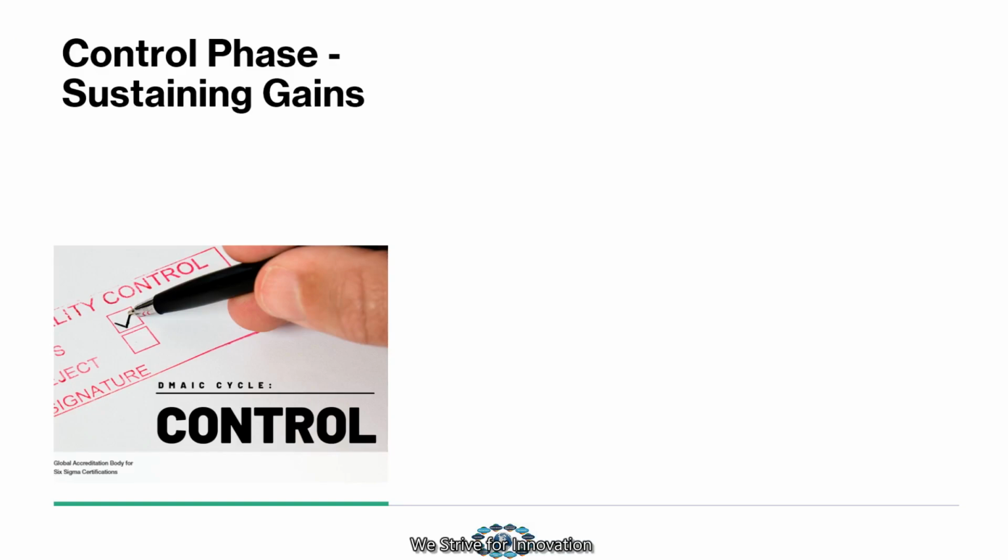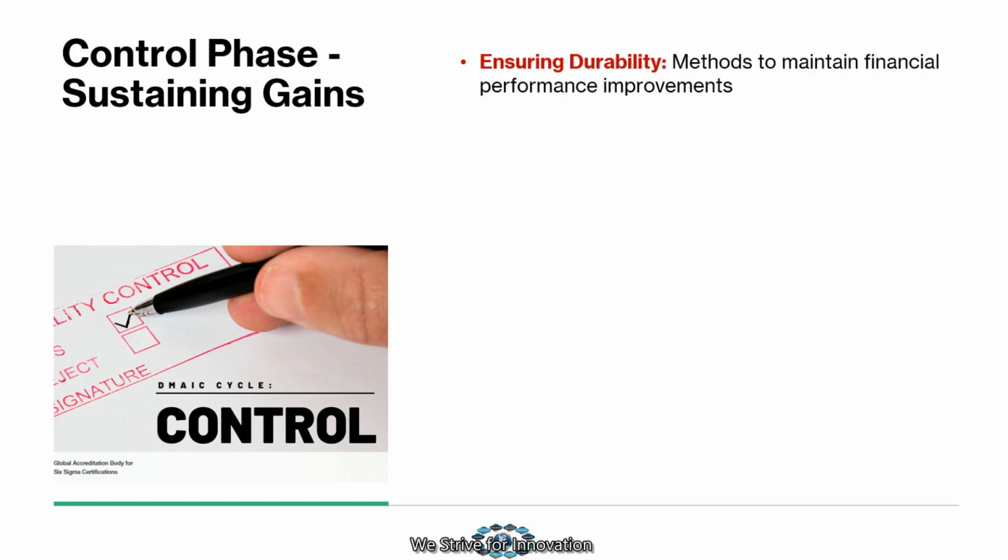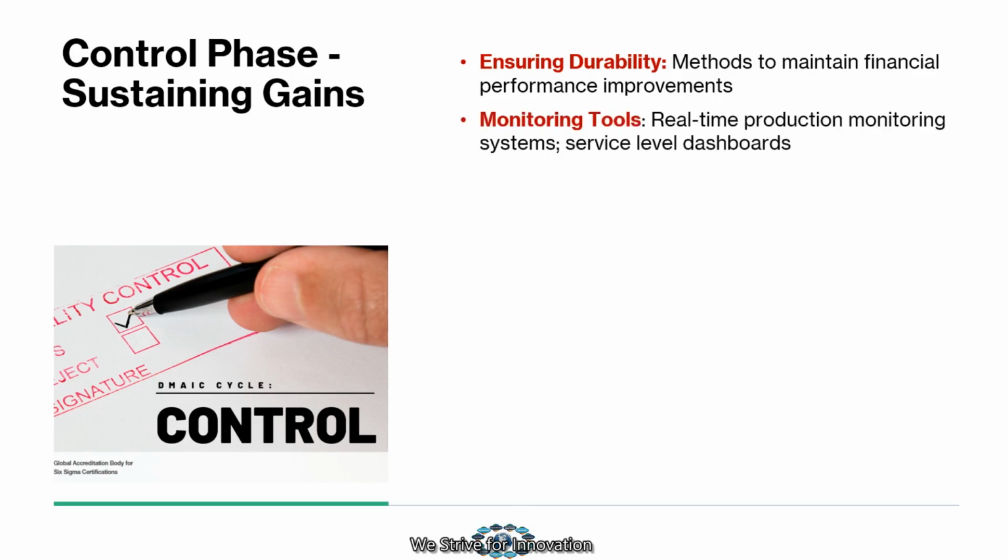Control phase, what exactly will we be doing here? What's your goal? Here you ensure the implementations are sustainable and continue to provide financial benefit. Sustainable, that's the key. The method you will be using here is the statistical process control chart, to ensure that you're not going outside the limit.